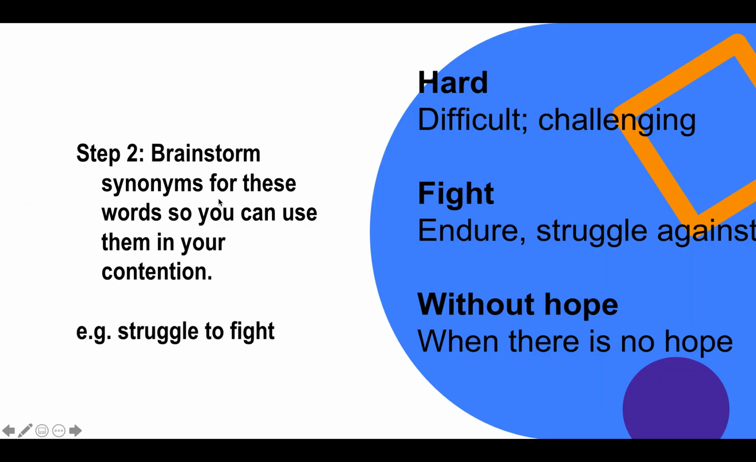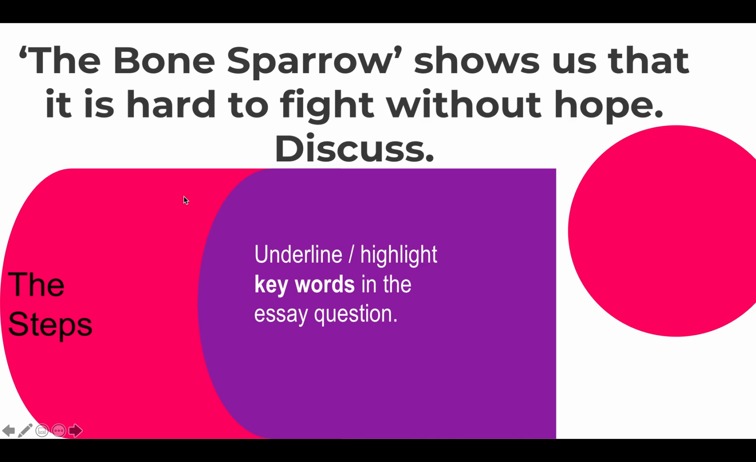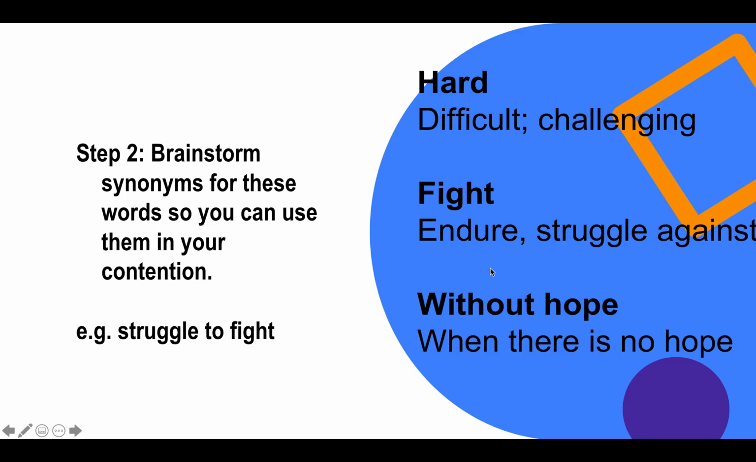So now that we've got those key words, you're going to brainstorm synonyms, so other words that you could use. So you're not going to repeat it. So rather than actually repeating the word, saying, yes, I agree, your contention would not be, the Bone Sparrow shows us that it is hard to fight without hope. You can't copy it because that's the question. You need to put it into your own words, which is why it's good to think of synonyms so you can use similar words. So I've written some here for you.